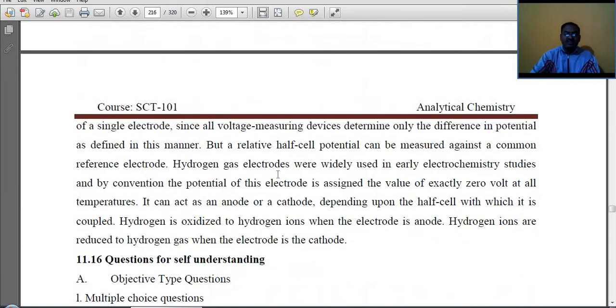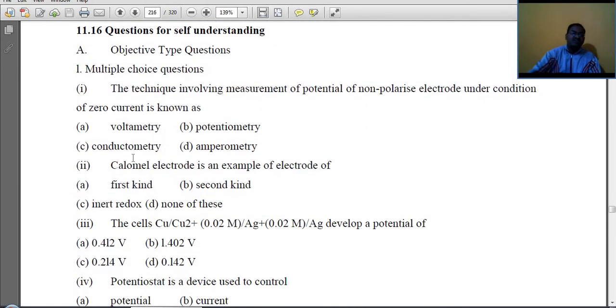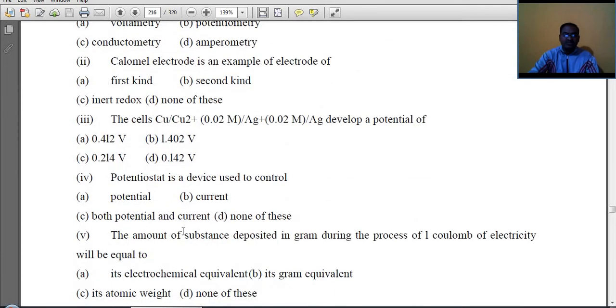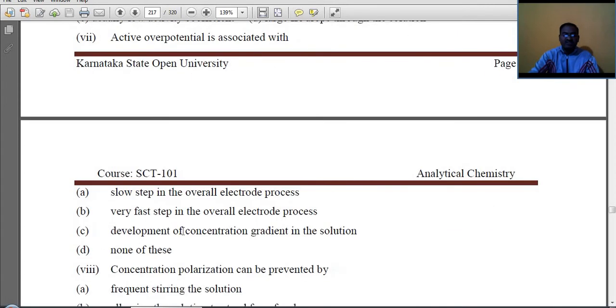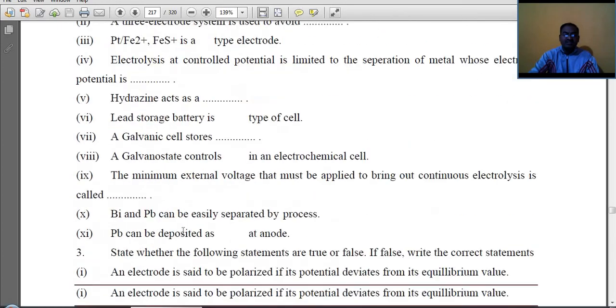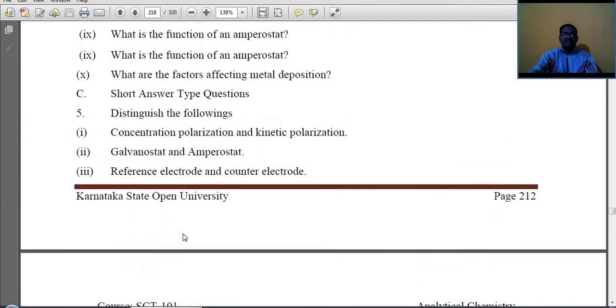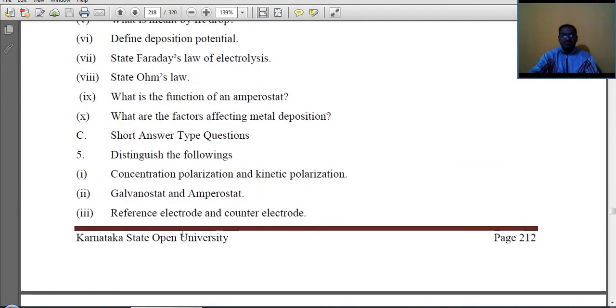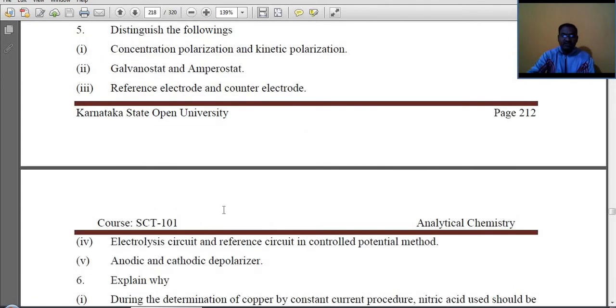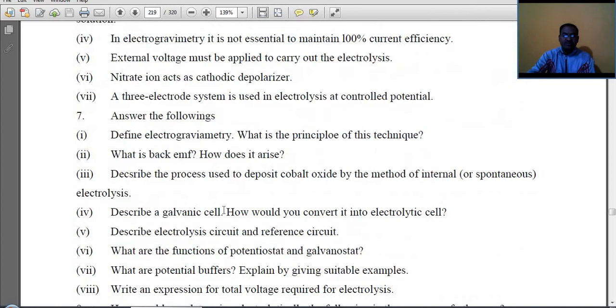This is the summary of that unit. Let's go through some important questions mentioned here. Objective type questions are not asked in that examination. Next, these are short answer type questions. Please be good with these. Short answer type questions: distinguish between concentration polarization and kinetic polarization, galvanostat and amperostat, reference electrode and counter electrode. These are all important.